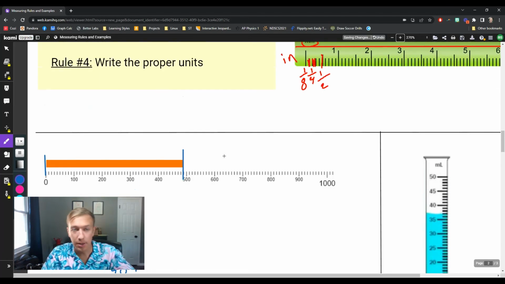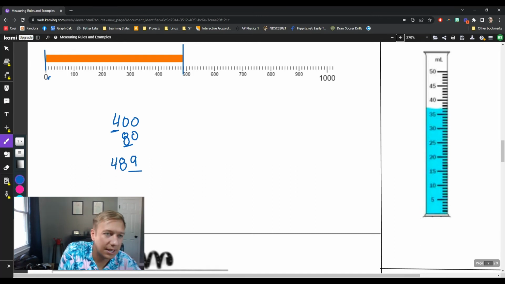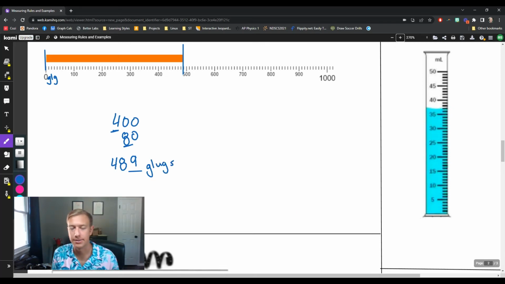Lastly, rule 4, write the proper units. So I'm going to include my units here, which I'm not given on this ruler. So let's just say that it's glugs, just some random made up unit here. So I'm just going to write 489 glugs here. And that's my measurement for this orange rectangle. All right, so I followed all 4 rules. Let's take a look at another example.